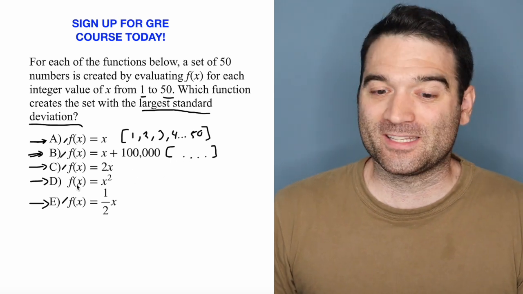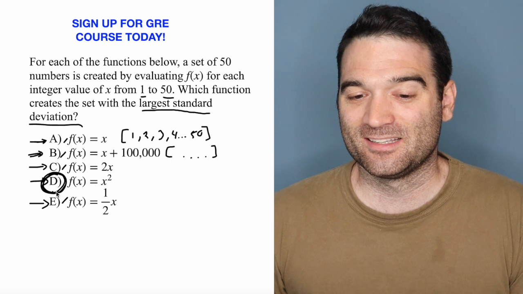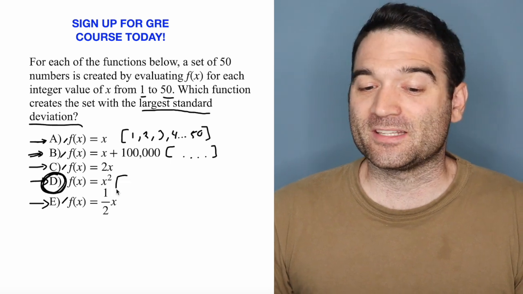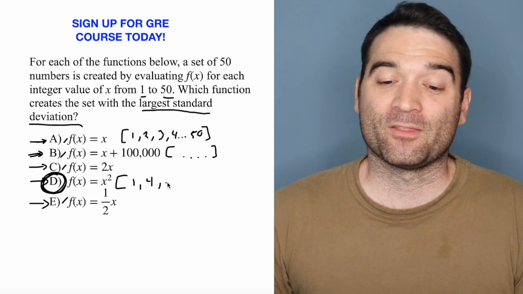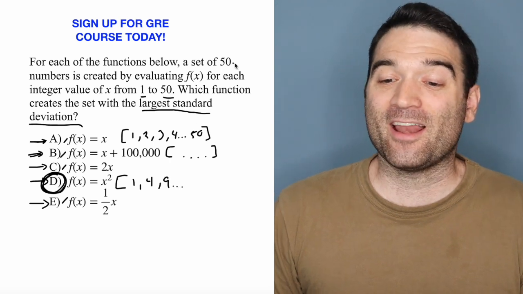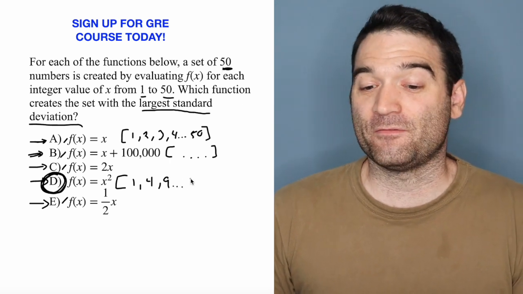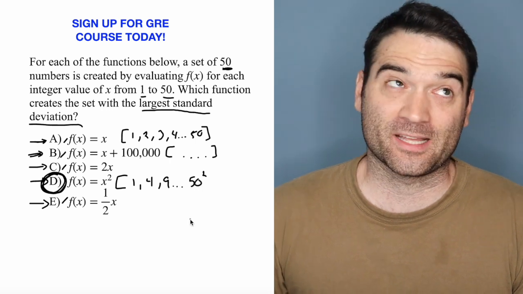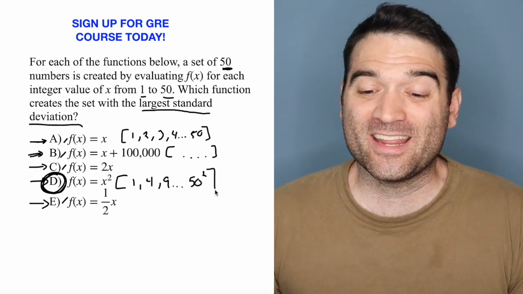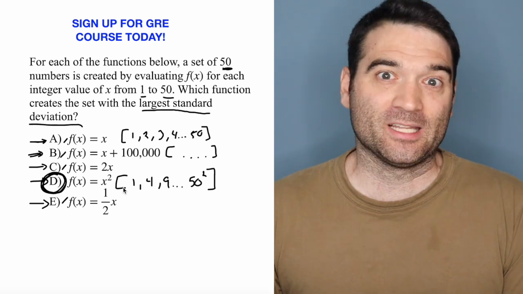The one that really stands out, though, is this. What's the first number in this set? Well, it's 1 squared, so 1. The second number is 4, and the third number is 9. And then we get all the way to when we plug in 50. The last number in this set is 50 squared, or what's that, 2,500. So this set is extremely spread out.